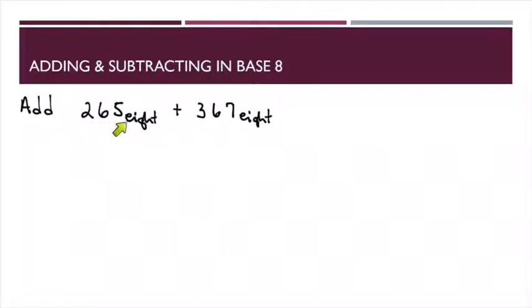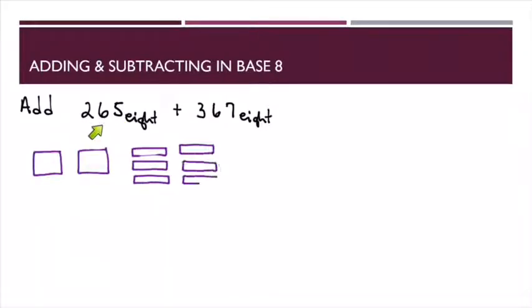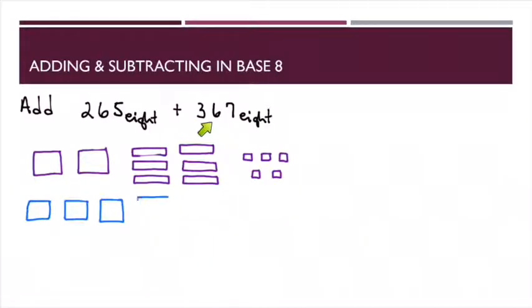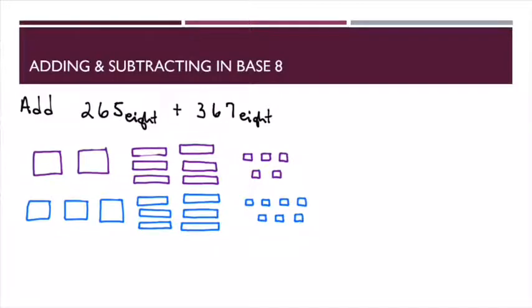Okay, 265 is 2 flats, 6 longs, and 5 units. And 367 is 3 flats, 6 longs, and 7 units. Now, you don't have to line them up this way, but I found it most convenient to line them up this way because then it was easy to circle things. So let's start with the units and see what we get.